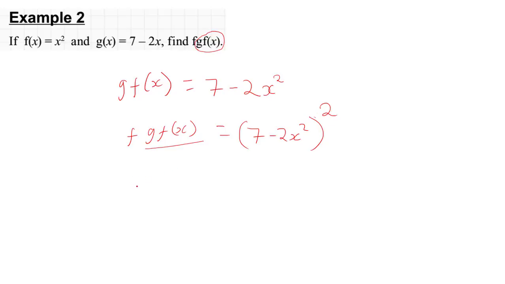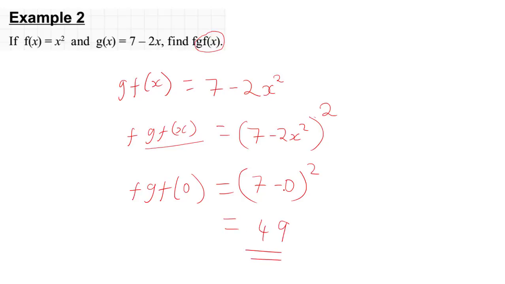Now, suppose they ask you to find f, g, f of, say, for example, 0. Now, all you need to do is where x is, you just sub in 0. So I've got 7 minus 2 times 0 squared, which is just going to be what? 0. And then I just square. So that's going to be 7 squared, which is basically going to be 49. Okay, so that's how to do that.